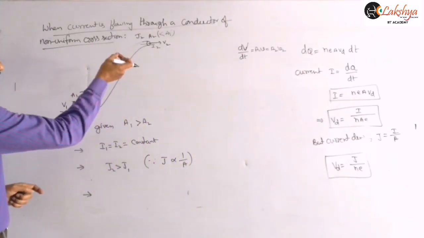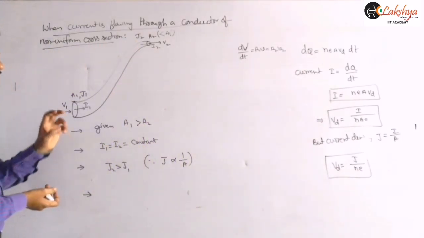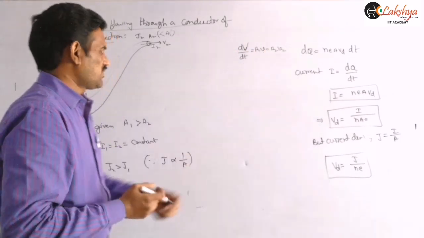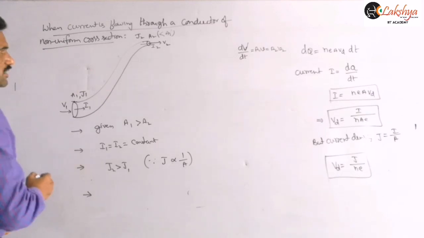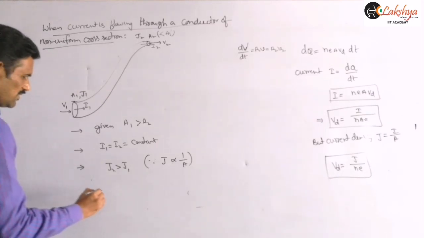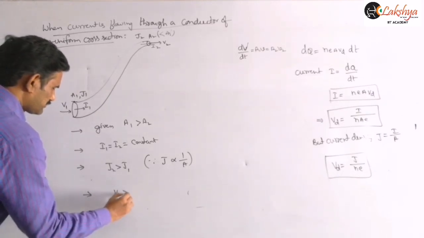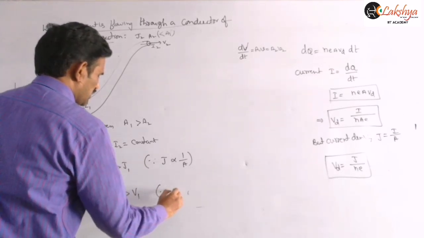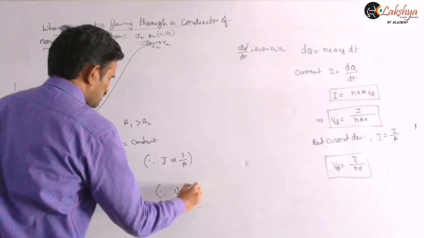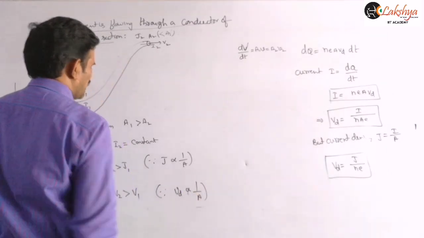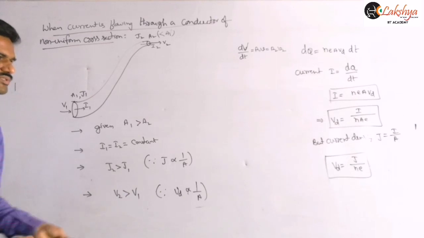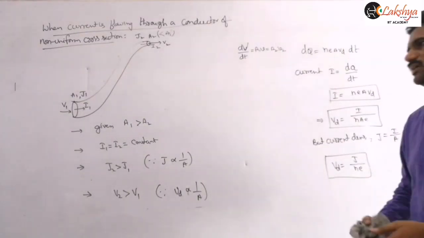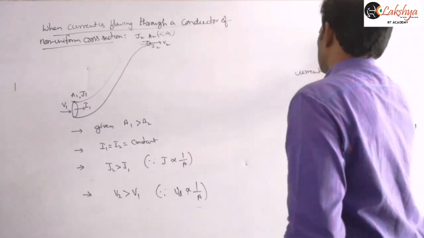So here, if the area of cross section is less, then velocity will be more. Similar to this relation here, AV is equal to constant. You can remember that, the equation of continuity, the similarity. So I can write this as V2 is greater than V1, since the relation we are taking here is the basic relation: the drift velocity is inversely proportional to the area of cross section. So those are the relations when the current is flowing through a conductor of non-uniform cross section.